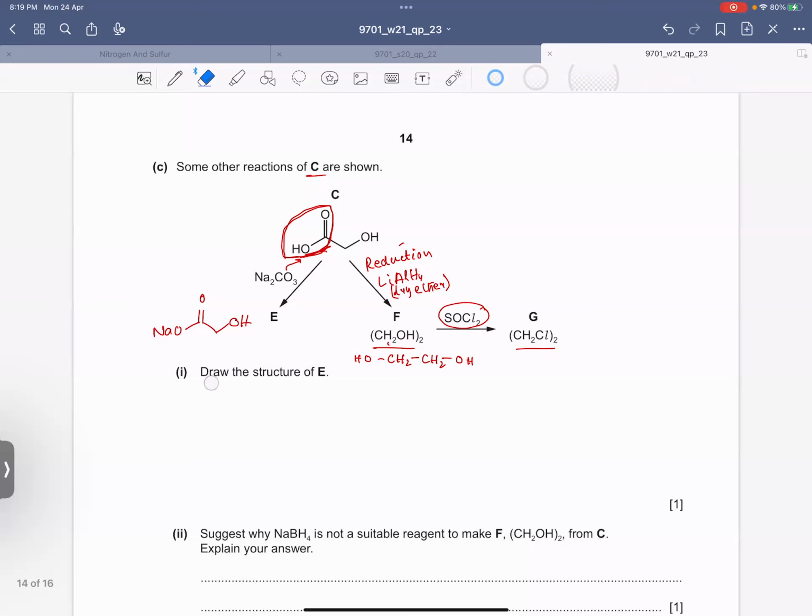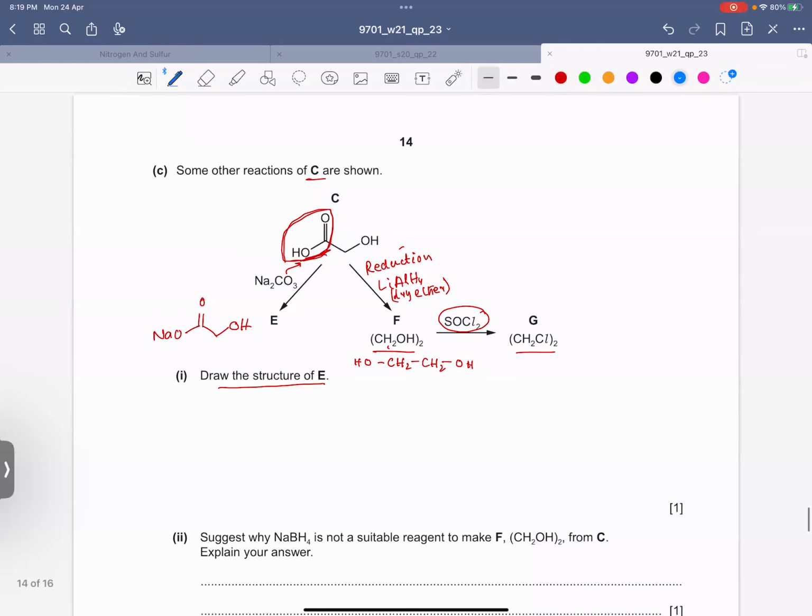Now they are asking for the structure of E. I have already drawn the structure of E, so I can repeat it over here. That OH over here, double bond O over here, and here ONa. Right?